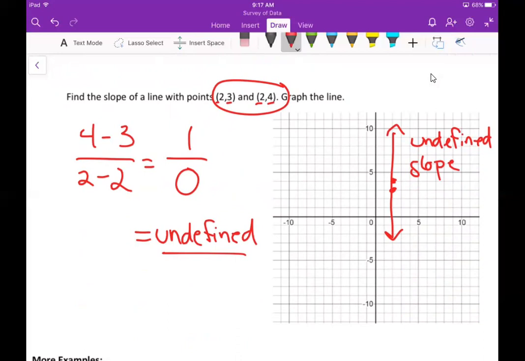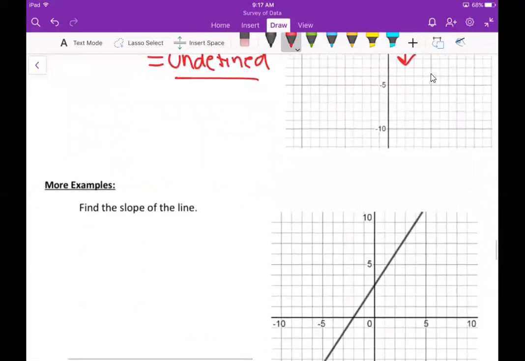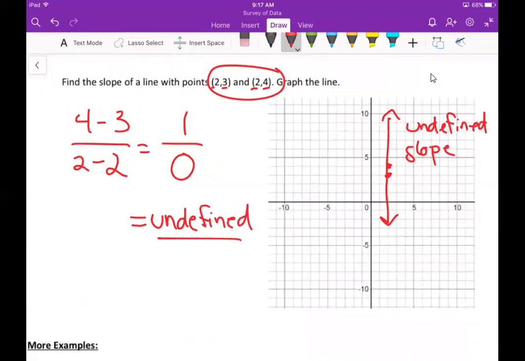Okay, so that's our 4 types of slope, and that helps us understand lines here. Okay, so we're going to look at some more examples here in a second, but I want you to understand increasing is a positive slope, decreasing is a negative slope, and horizontal lines have slope 0 and vertical lines have undefined slope. Okay, so make those notes for yourself.